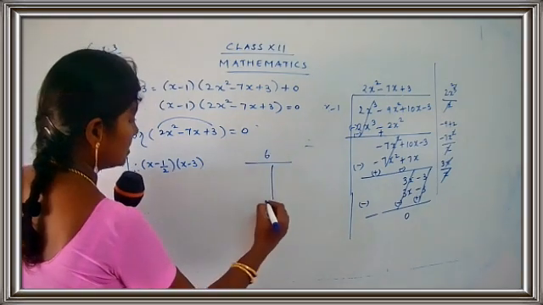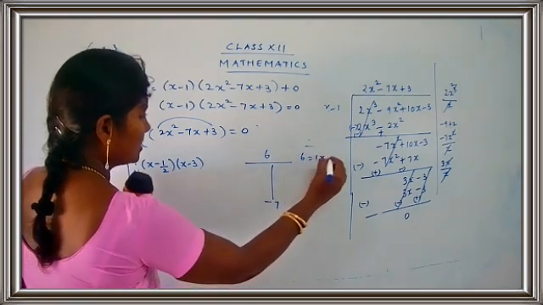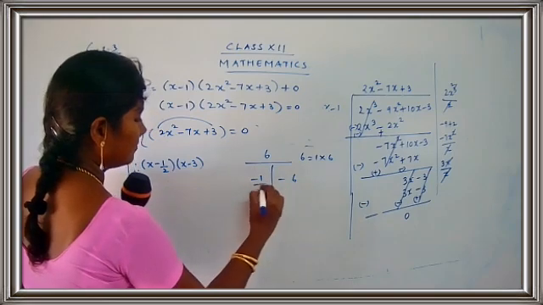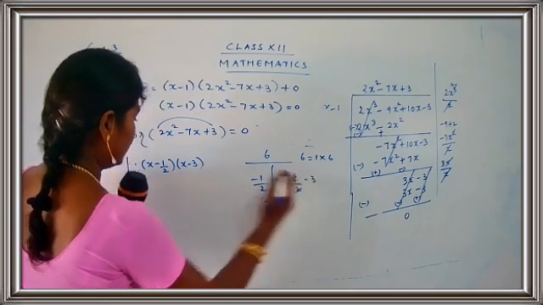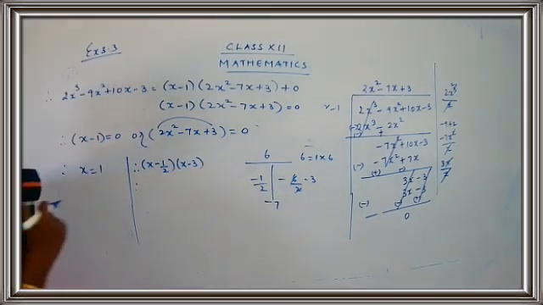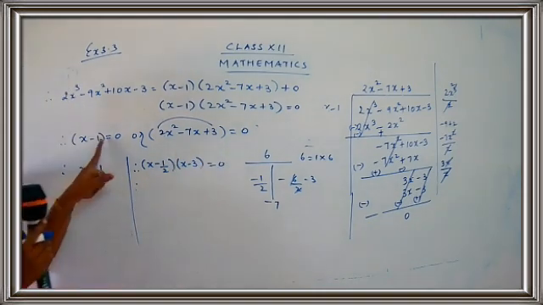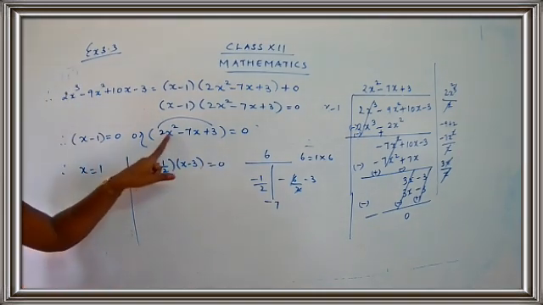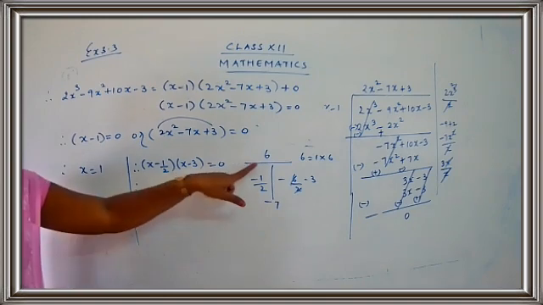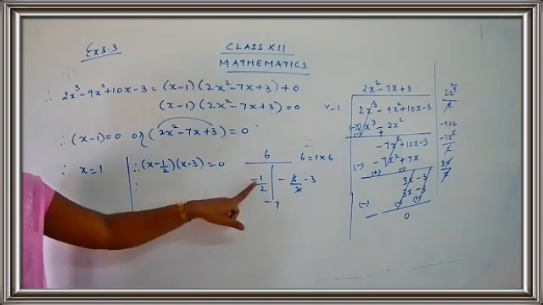This is 6. This is minus 7. So 6, 1 into 6. Minus 1, minus 6. I'm dividing by 2. I get here minus 2. So just write down this factor and say this is equal to 0. Because for this part I have solved, I got the answer. For this part I am using a T method. I used a T method and I got the answer minus 1 by 2, minus 3.